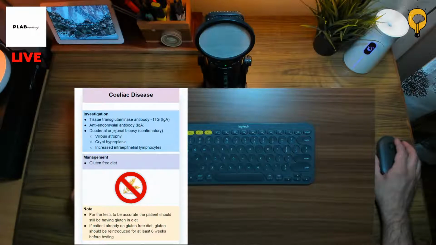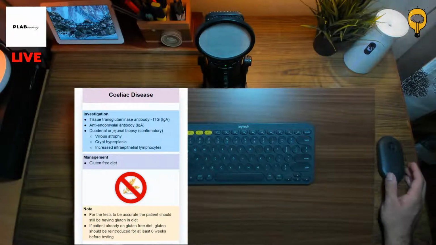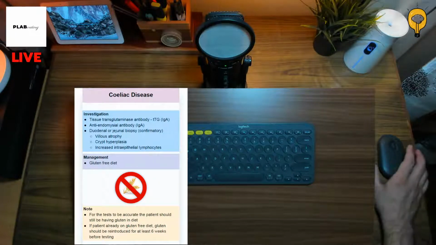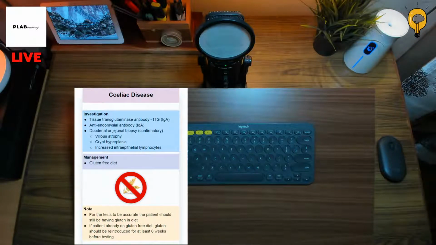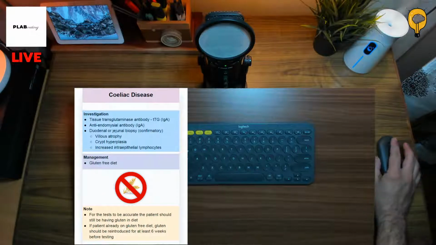For the test to be accurate, the patient should be having gluten in their diet, so they should not be on gluten-free diet. If the patient is already on gluten-free diet, then gluten has to be reintroduced in their diet at least 6 weeks prior to testing.